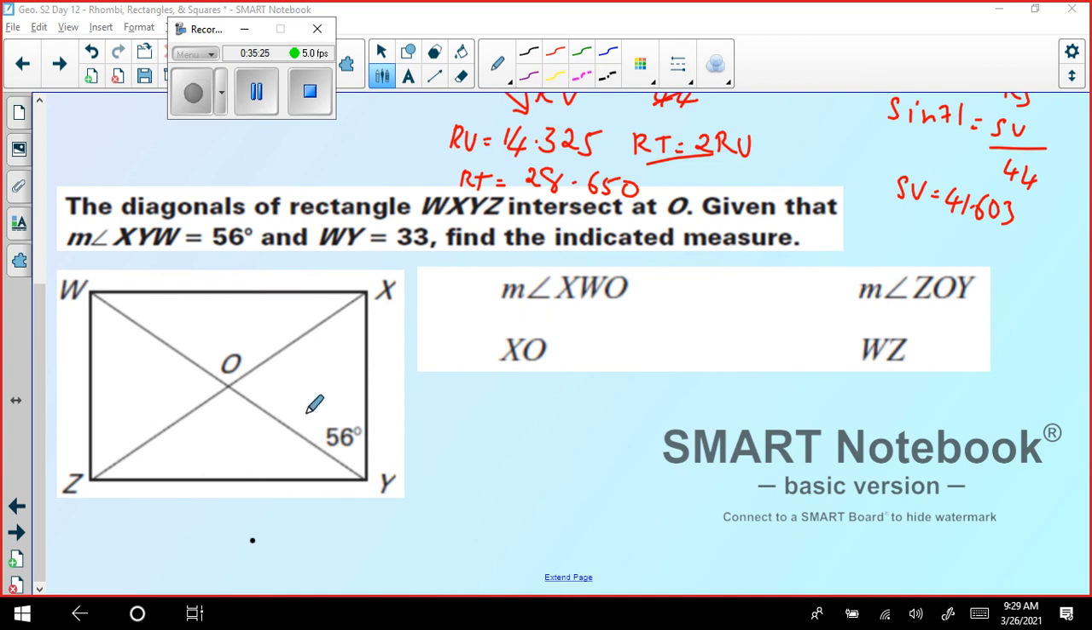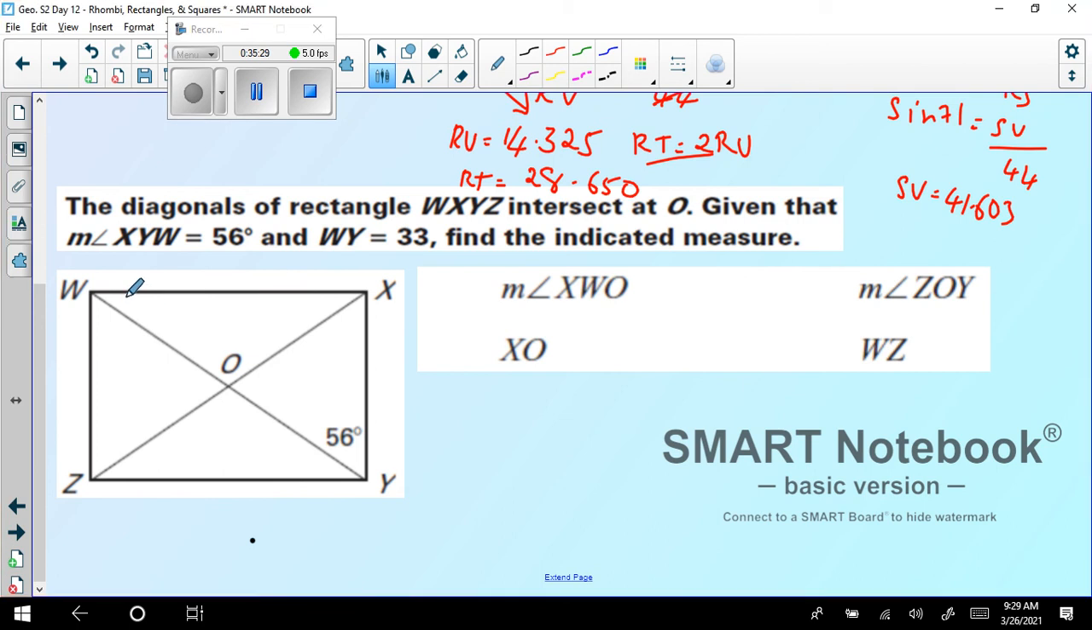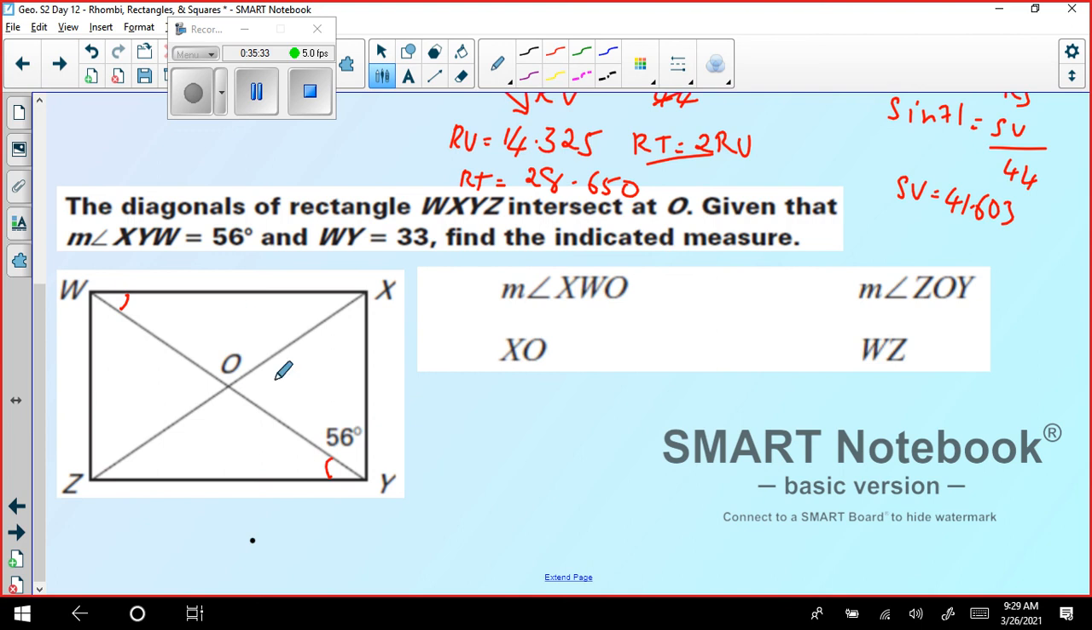To find XWO, this is the alternate interior angle for this particular portion. Because it's a rectangle, so it's a parallelogram. So these two will act like the parallel sides and WY will be transversal. So I need to find this angle. This angle is 90 minus 56. So 90 minus 56 will give me 34. This portion is 34 degrees. So this also is 34 because alternate interior angles are congruent.